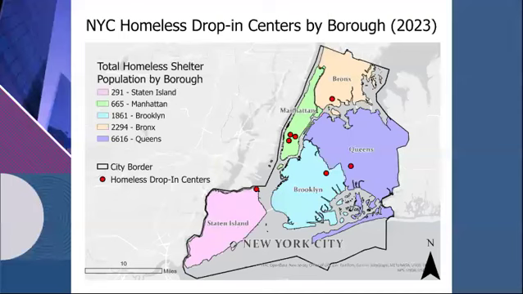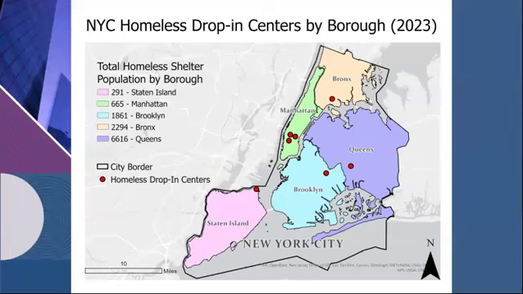All right, so this map shows the boundaries of each of the 5 boroughs in New York City, the total homeless shelter population in each, and the locations of the only adult homeless drop-in centers in the city. Staten Island, as of December 31st, 2023, had a homeless shelter population of 291. Manhattan had a homeless population of 665.